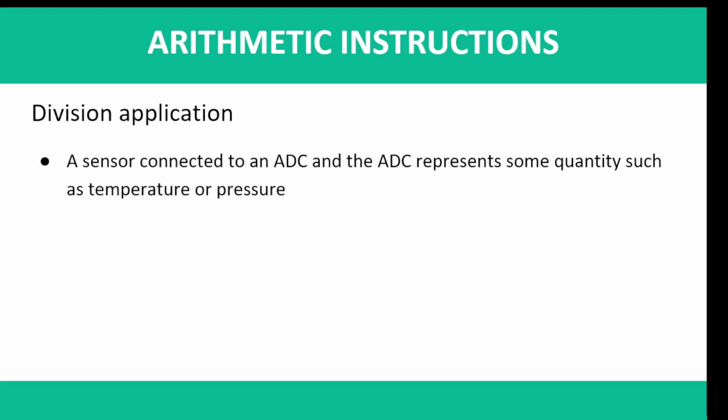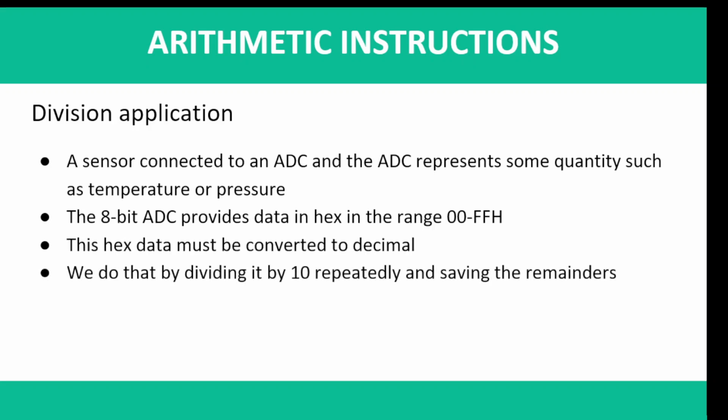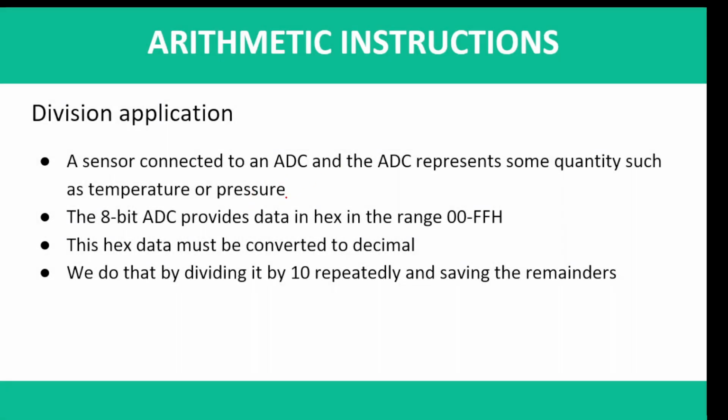And we have this example: a sensor connected to an ADC, and the ADC represents some quantity such as temperature or pressure. The 8-bit ADC provides the data in hexadecimal in the range of 00 up to FF hexadecimal. This hexadecimal data must be converted to decimal. How should we do that? So to do that, we can divide it by 10, the hexadecimal, repeatedly, and saving the remainder. Actually it's not dividing, it's subtracting by 10, subtracting.